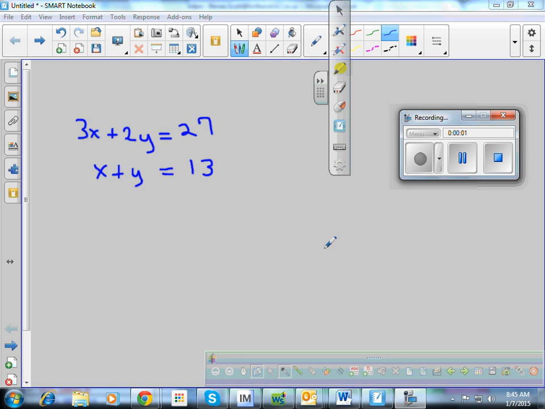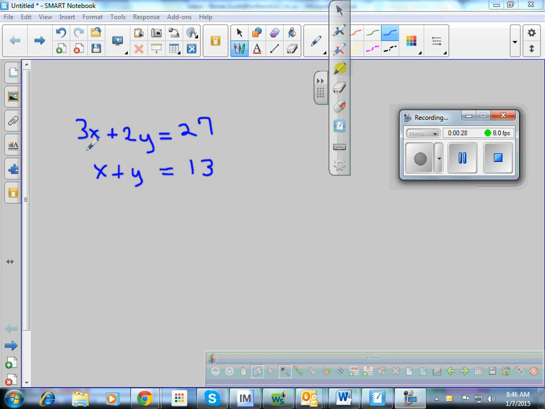Okay, we're going to continue our lesson on systems of equations using the method of elimination. So let's look at this problem here. In the previous problems, it was usually easy to eliminate, where you just had to change a sign in one of the equations. This is a little more tricky, okay?